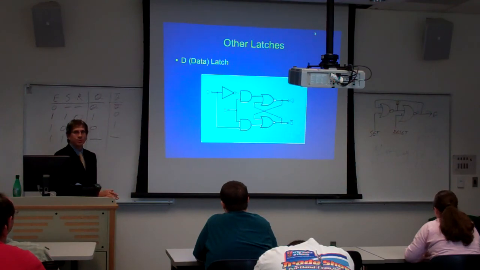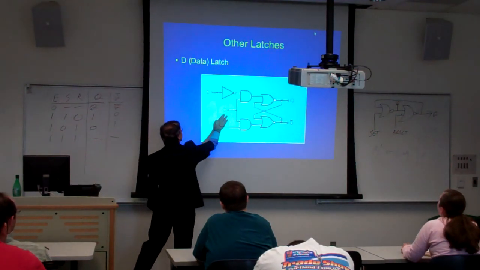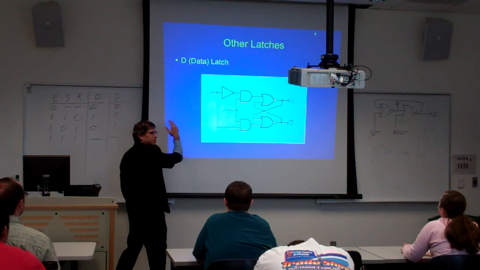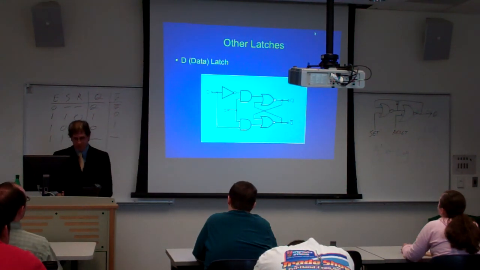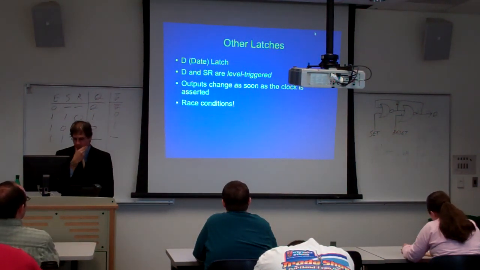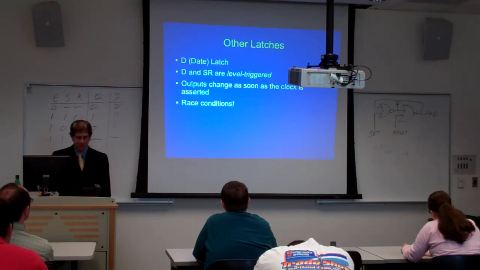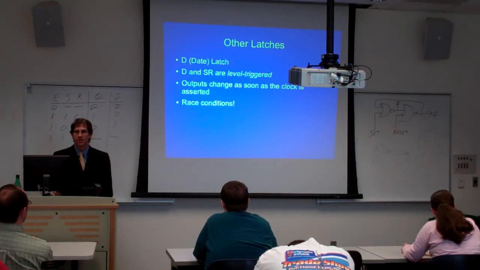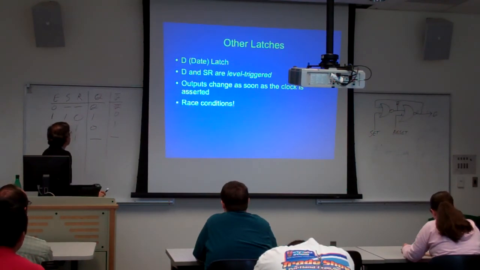And that's called a level triggered latch because it's the level of this enable line that determines whether things get into the latch or not. And that's a simple design, but it's not the one that we usually use in building more complex circuits because it can lead to race conditions.